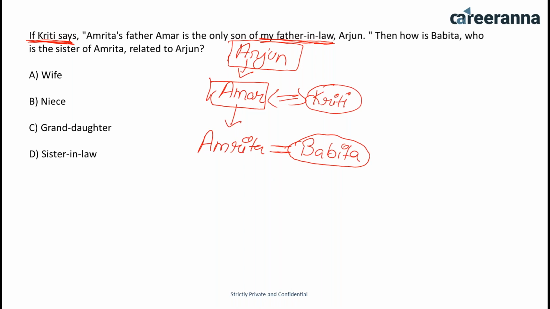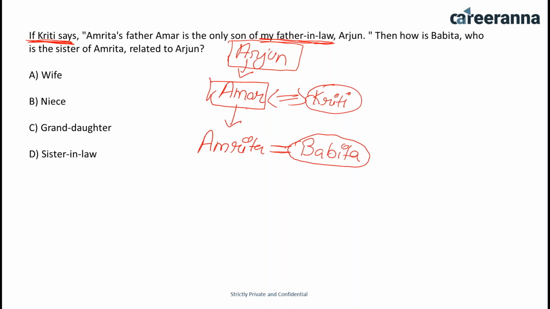We don't know the gender of Amrita. Amrita can be male or female, he or she, we don't know. So this is the data which we are getting from the question. Amrita's father Amar is the only son, and the question is already saying he's the only son. That means there is no other son or daughter.